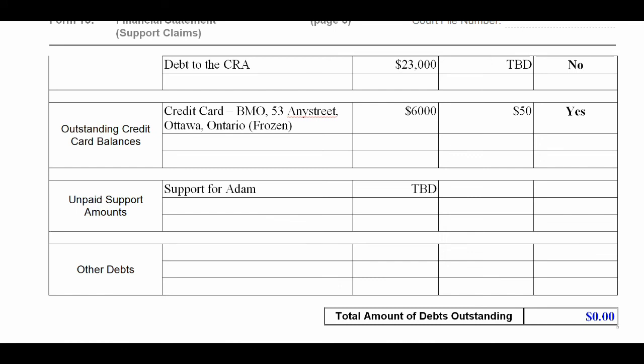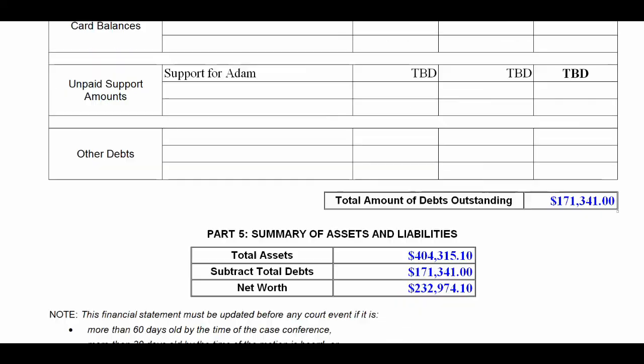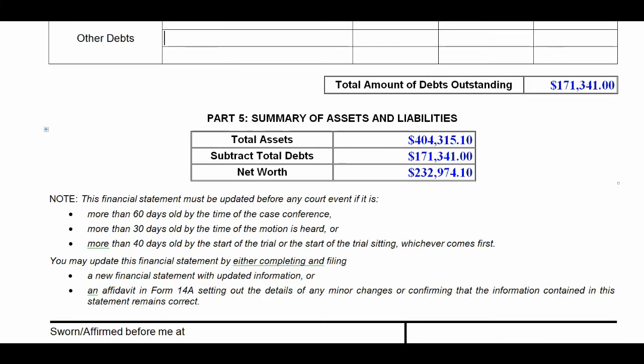If there's any other debts that haven't been included above, you would include them here. And again, we're going to do the calculation for you. You're also given a summary of the assets and debts. In this case, we have $400,000 approximately of assets, $171,000 of debts, and a net of $232.